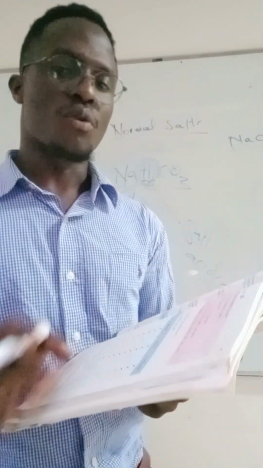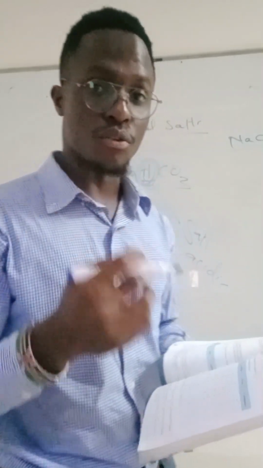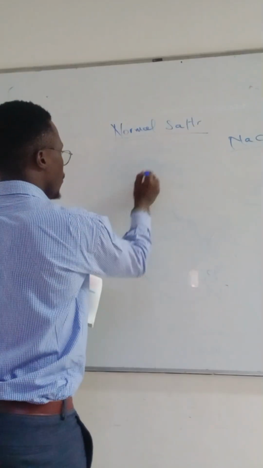Di means we have 2 hydrogen atoms. So I will go to basic salts. What are basic salts? Basic salts are salts that contain hydroxyl ions. So these are salts that contain the OH group.